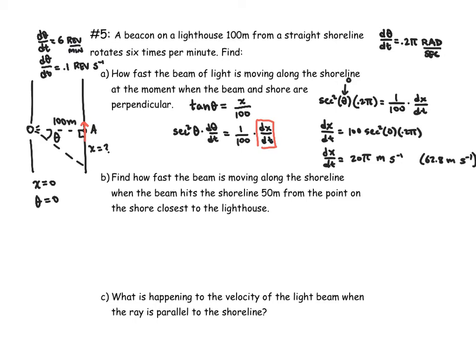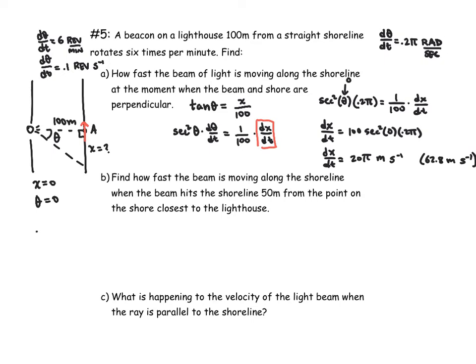Okay, outstanding. Just to go back on what I was saying, make sure you're in radians. Make sure your change in your angle with respect to time is in radians. Okay, let's look at part B. It says find how fast the beam is moving along the shore when the beam hits the shoreline 50 meters from the point on the shore closest to the lighthouse.